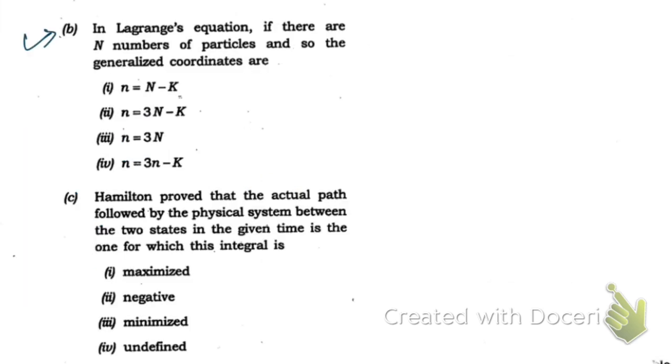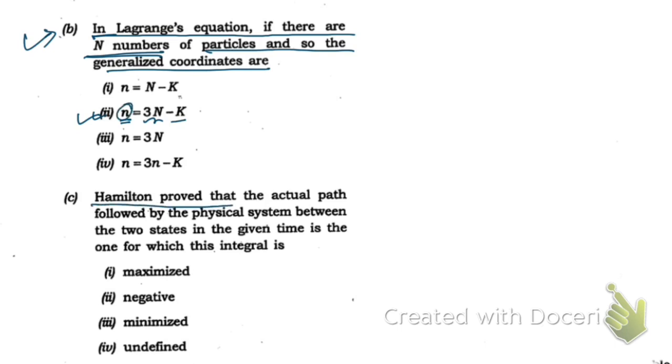So this is the Lagrangian equation. This is the next question. In the Lagrangian equation, if there are capital N number of particles, then the generalized coordinates are given by this, which is the correct option, and A is equal to 3N minus k, okay? So this is the number of generalized coordinates.